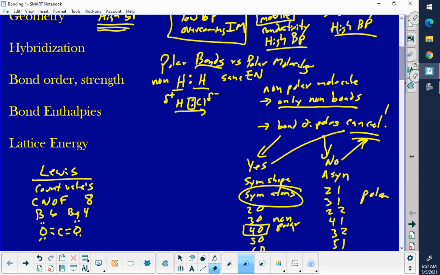Lewis structure to get credit. Don't forget these unshared pairs on your external or on your end atoms, all right? So that's really about all on Lewis.